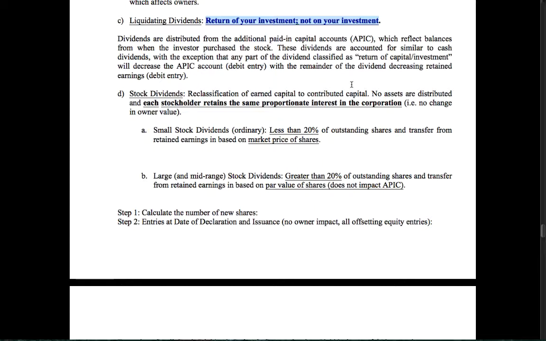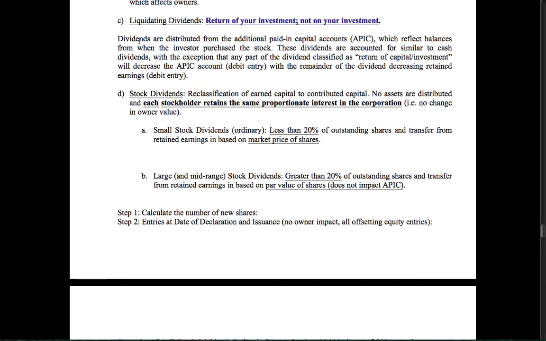However, the difference here for liquidating dividends is they're not giving you a dividend on your investment. Therefore, they are not rewarding you for investing in them by giving you additional money in a dividend. What they are doing is taking the money that you initially put in and returning part of it back to you. So it's a return of your investment. That is key to note. That is a return of your investment, not on your investment.